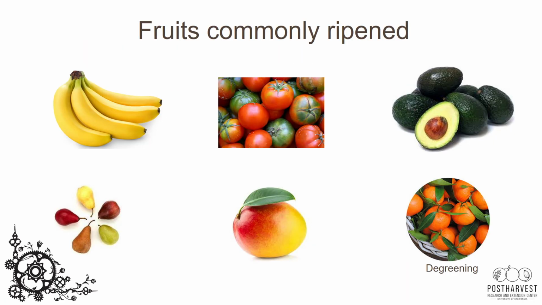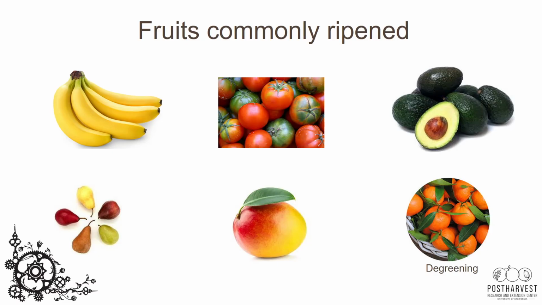As you are aware, fruits that are commonly ripened are bananas, probably the number one ripened fruit in the United States. We also get tomatoes, avocados, pears, mangoes, and in the case of citrus, and you'll hear from Mary Lou, for the purpose of degreening.